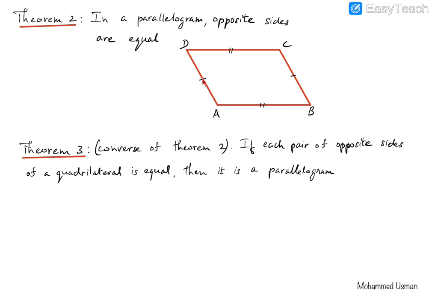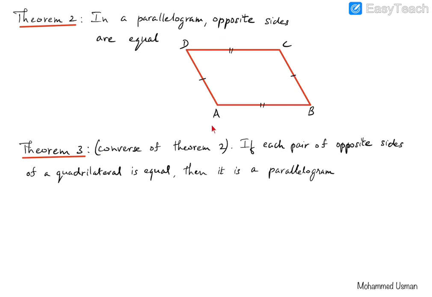The sides with a single dash are equal, and the sides with the double dash are also equal to each other. So AB is equal to DC and AD is equal to BC. So that's our theorem number 2, which we state as that in a parallelogram, opposite sides are equal.